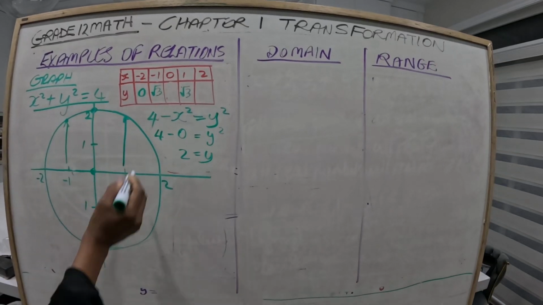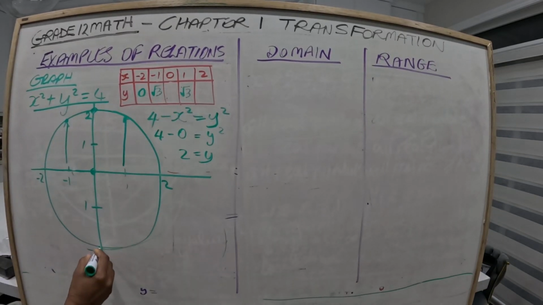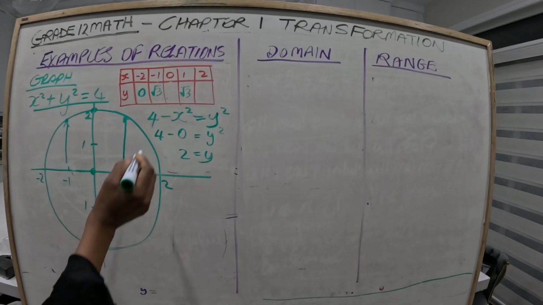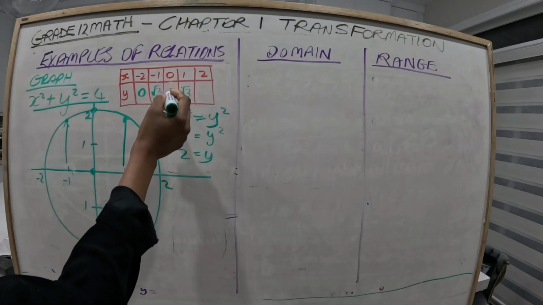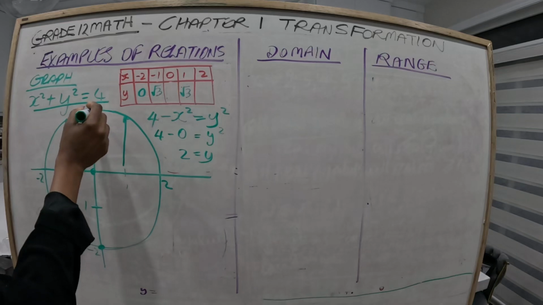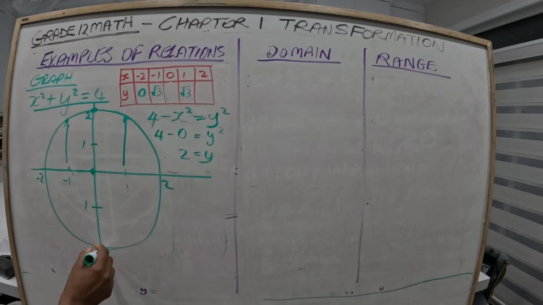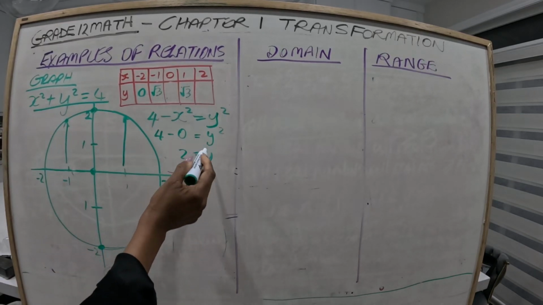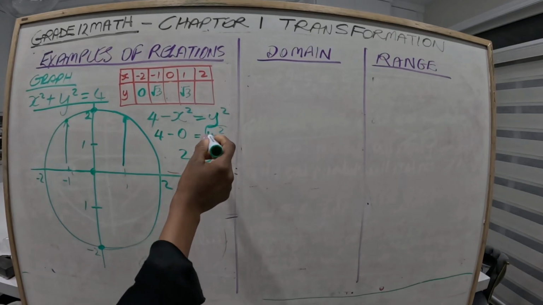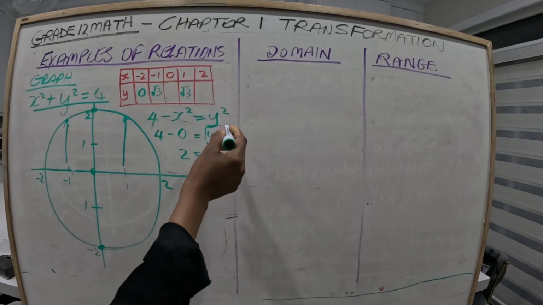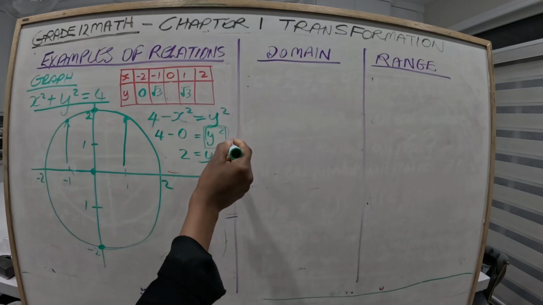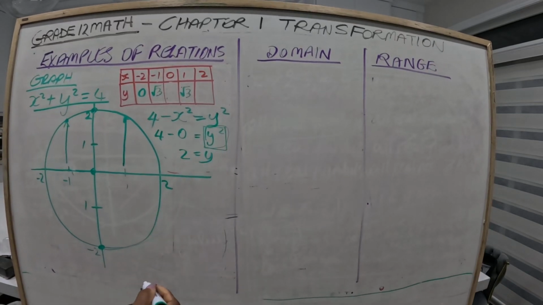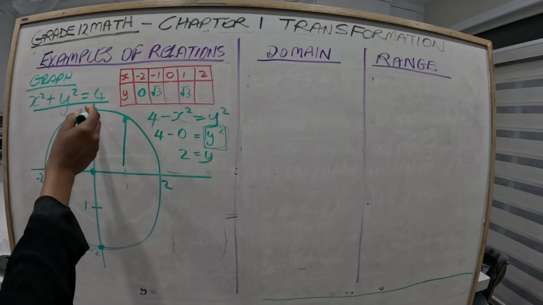Okay, so when x is 0, it's 4 minus 0, because we know that that will be the square, equal y squared. That means y is equal to 2. And that's the reason why when x is 0, y is 2. And when x is 0, y can either be +2 or -2. Because remember what we did before, y can either be positive or negative. So that's the reason why it's here and here.